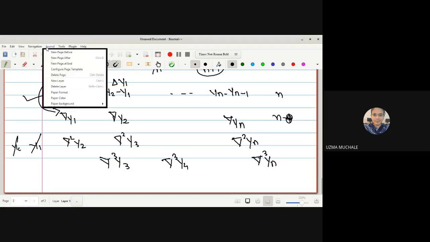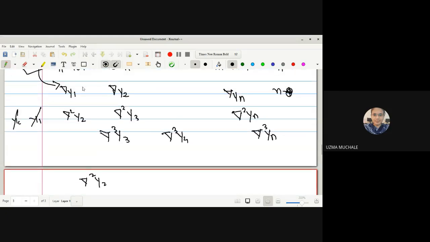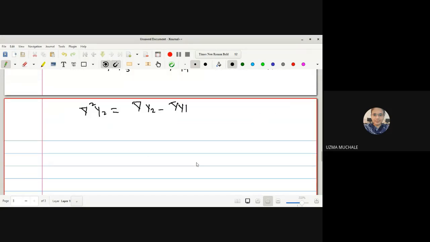Let me write down the differences formula for this one. It is similar to the last one. We can write the formula for delta square y2, because delta y1 we have already written. For backward differences, one value of the previous one will be reduced. Delta square y2 will be delta y2 minus delta y1. These values we already know: y2 minus y1, and y1 minus y0. In this way, the formula is y2 minus 2y1 plus y0.